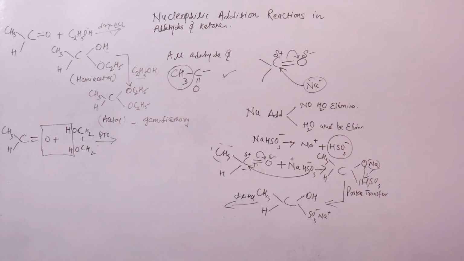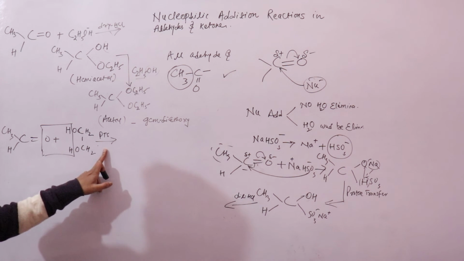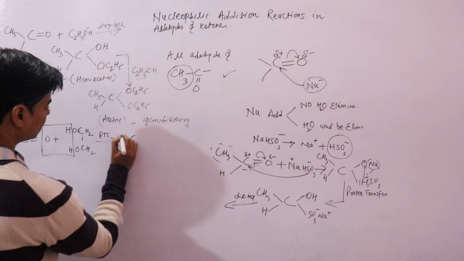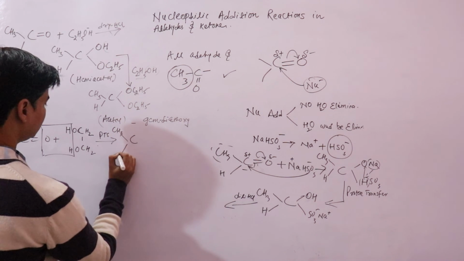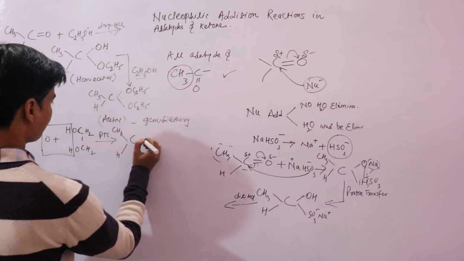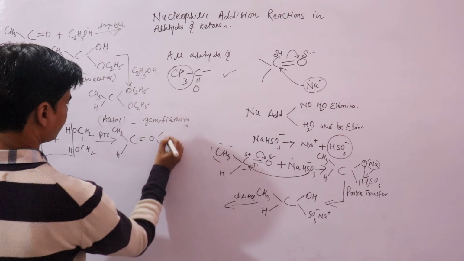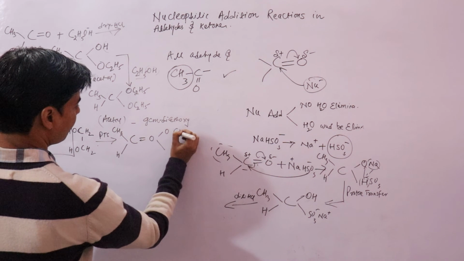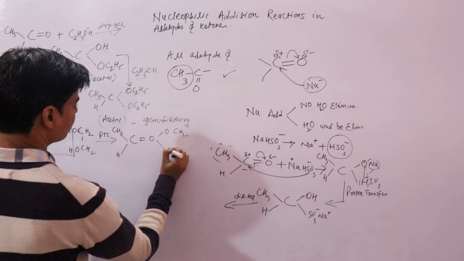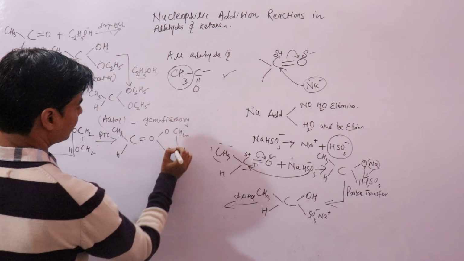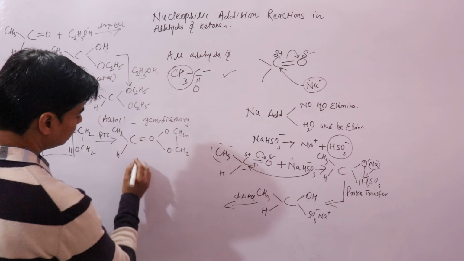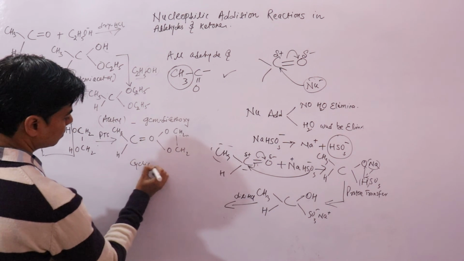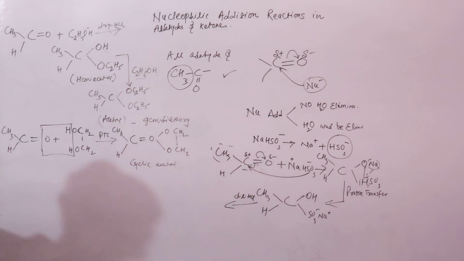This takes place in presence of para-toluene sulfonic acid. The compound that will result is this one with CH2 groups. This is your cyclic acetal. I hope this is clear.